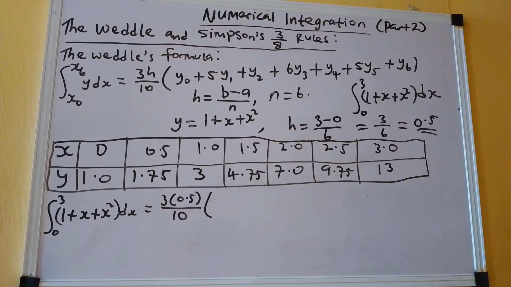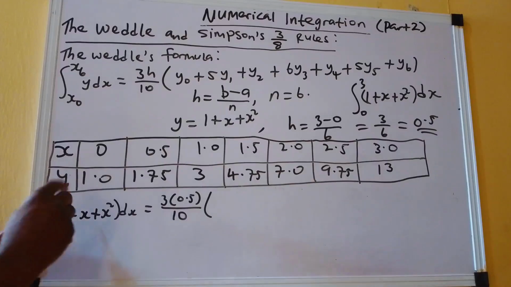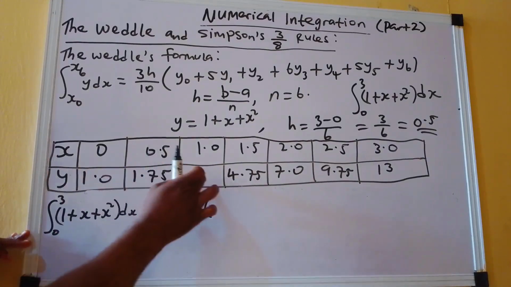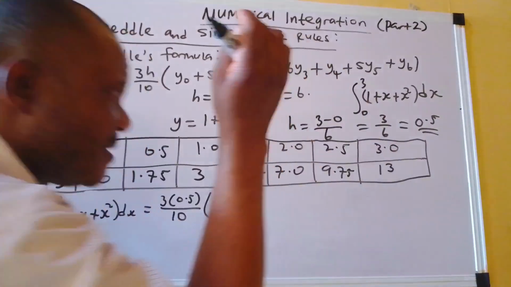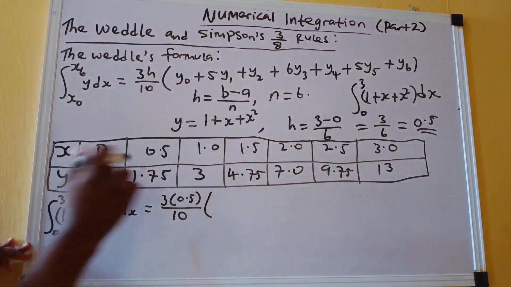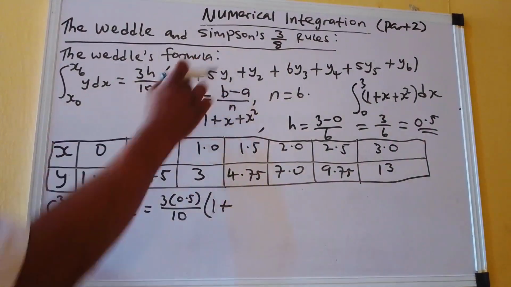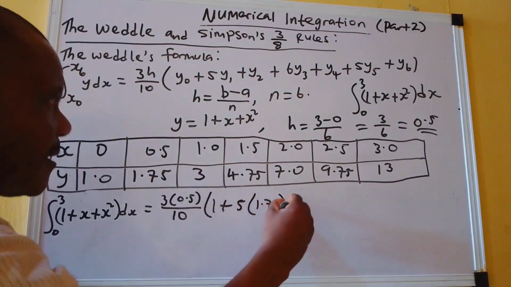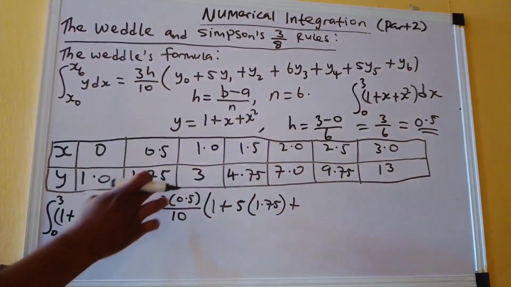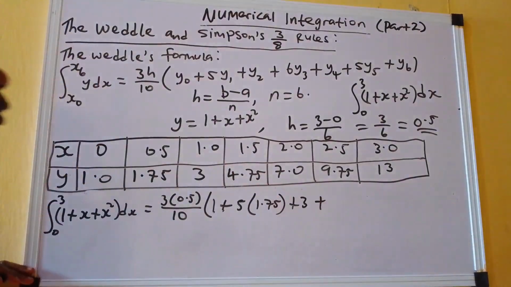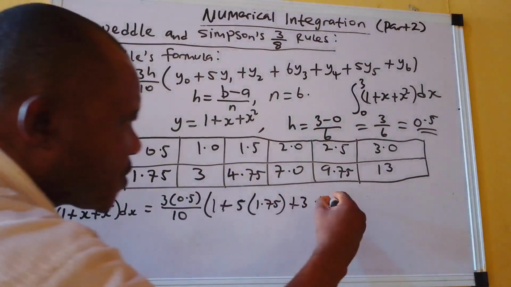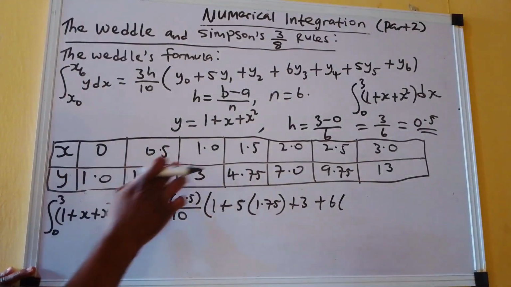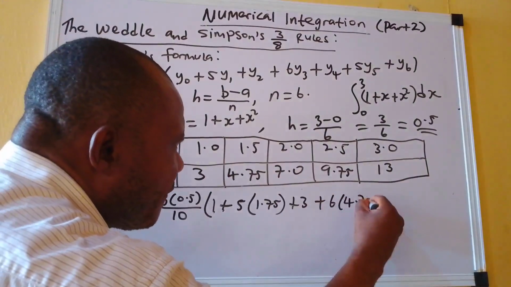So now here will be your y0. Okay, don't just leave it out like that. y0, y1, y2, y3, y4, y5, y6 is complete. So now the first one is y0, which is 1, plus 5 y1. Our y1 is 1.75. Then plus the next one, y2. Our y2 is 3. Then plus 6 y3, and our y3 is 4.75.